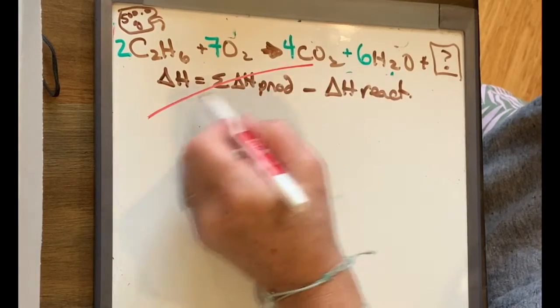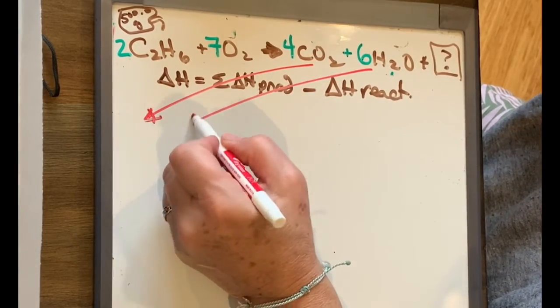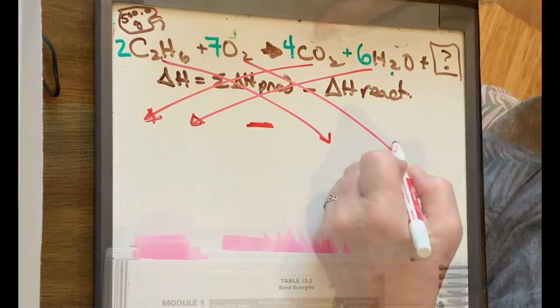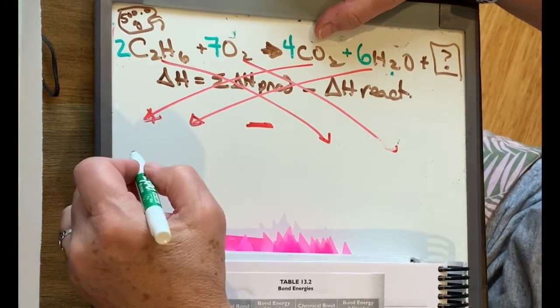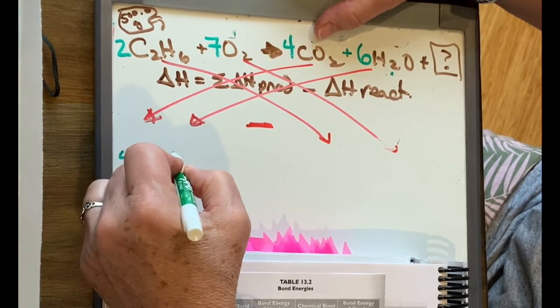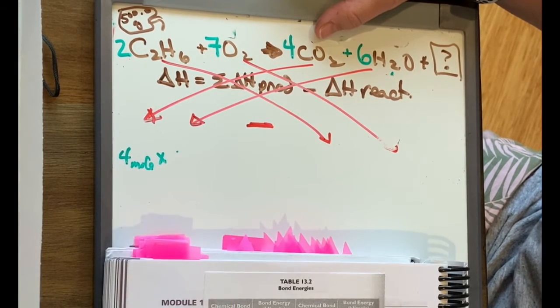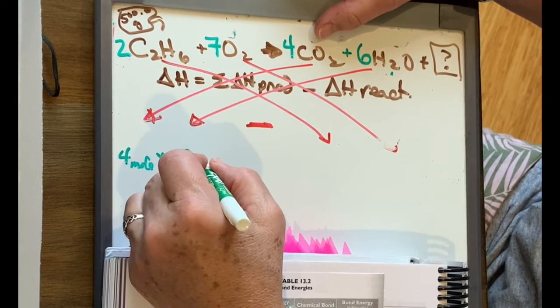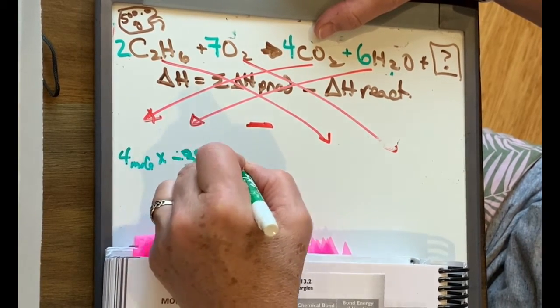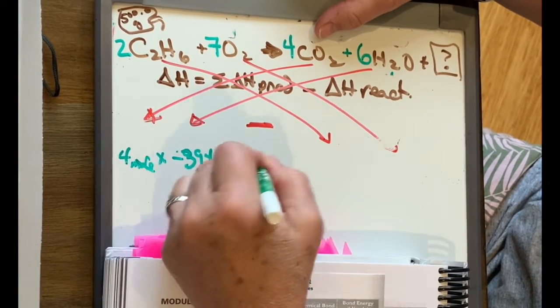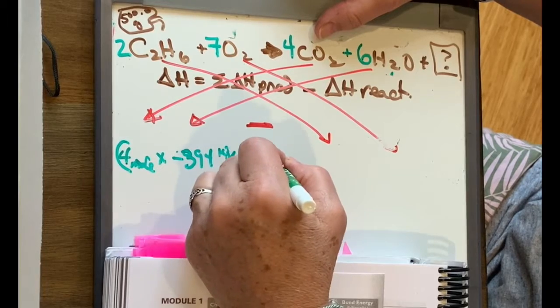We have these minus these. Using CO2, we have 4 of them. Remember, we do 4 moles times our CO2, which is minus 394, and that's kilojoules over moles. So we get rid of all of the moles by just doing that, right?